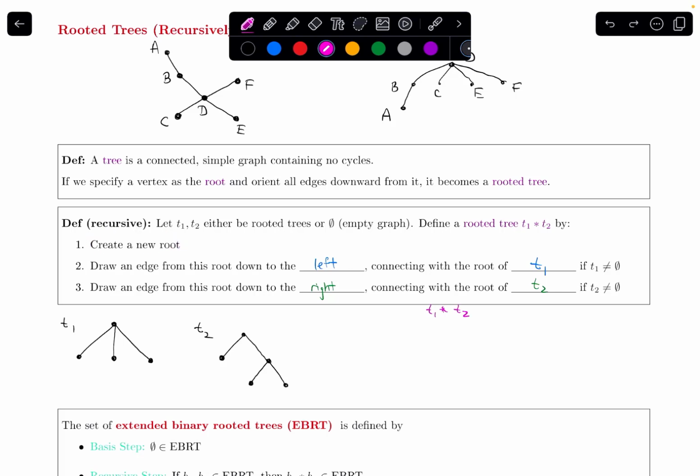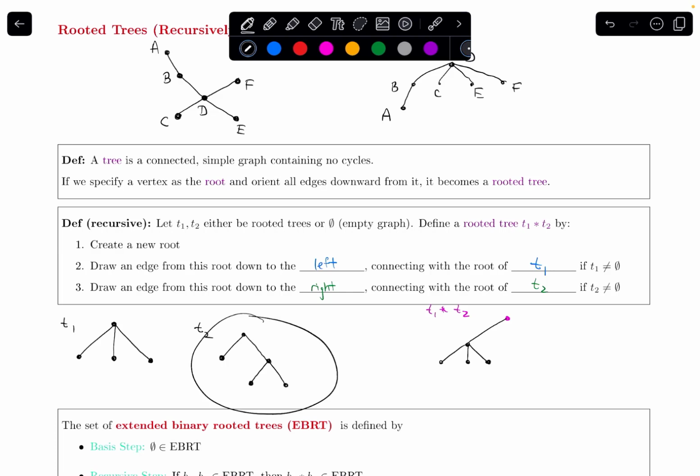Create a new root. So I'm going to draw a new root, and then kind of underneath it to the left, I'm going to draw T1. So I'm going to copy T1 down to the left. T1 is this tree that has this root and then 3 vertices extending downwards from it. So step 2 says, draw an edge from this new root that I've drawn down to the left that connects with the root of T1. And I've now done that.